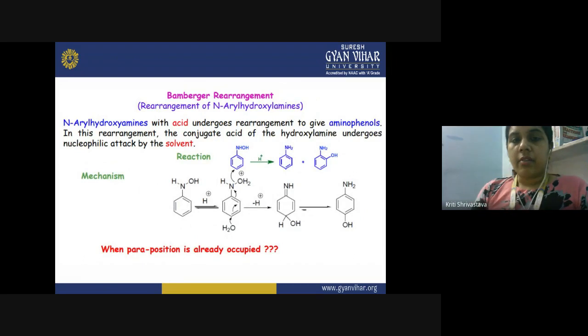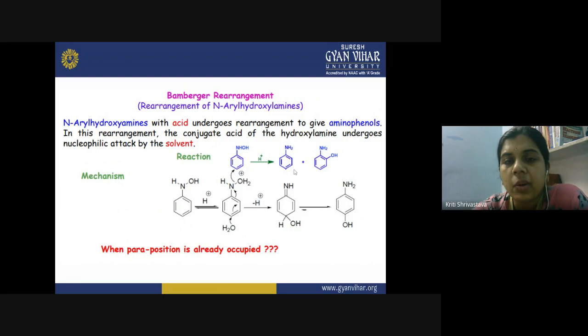Then we also have the Bamberger rearrangement reaction, which is a rearrangement of N-aryl hydroxylamines. And in the N-aryl hydroxylamines, you can see that this is NHOH. So in the hydroxylamine NH2OH, one hydrogen on the nitrogen is replaced by a phenyl group. We call them N-aryl hydroxylamine. In the presence of the acid, they show the rearrangement reaction to give aminophenols.